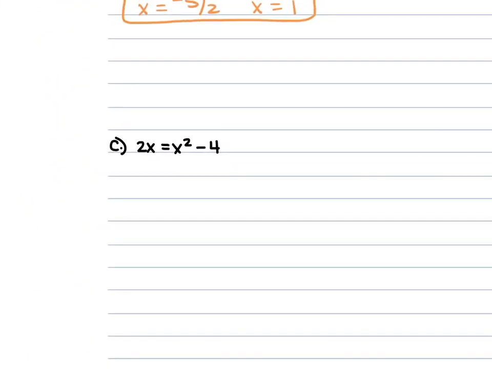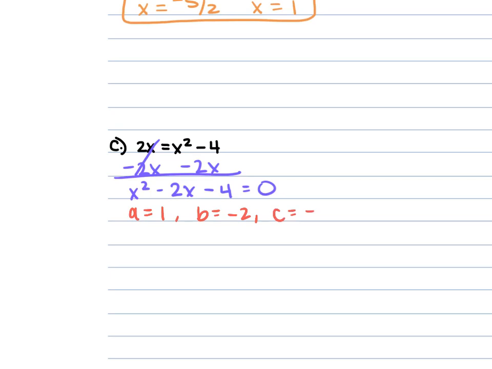For c, we have 2x is equal to x squared minus 4. So we want to bring this 2x over and write it in standard form, where we have x squared minus 2x minus 4 is equal to 0. Our a is 1, our b is negative 2, and our c is negative 4. So we're plugging it into our quadratic formula.